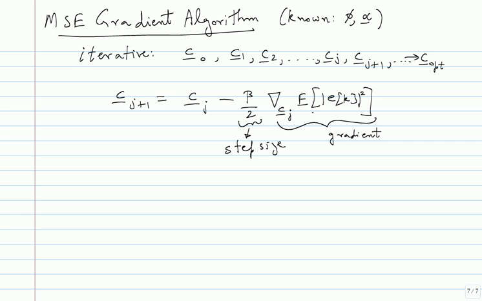Yeah, this is a factor of 2 in the gradient. Okay, I want to cancel that. And finally, the expression should be simple. So, that's why I put beta by 2. Okay.